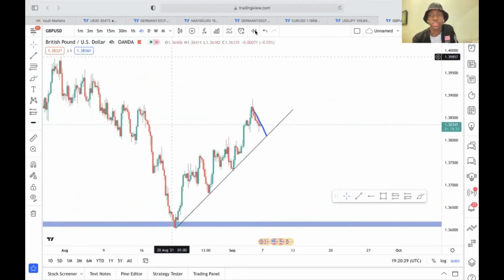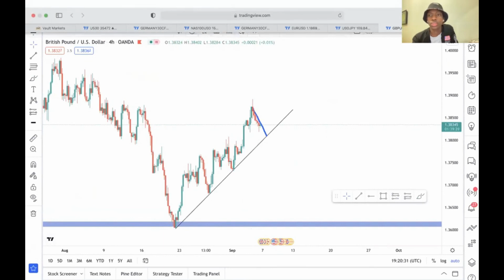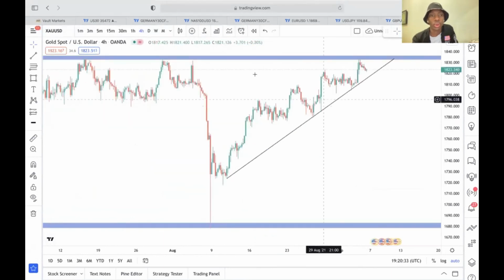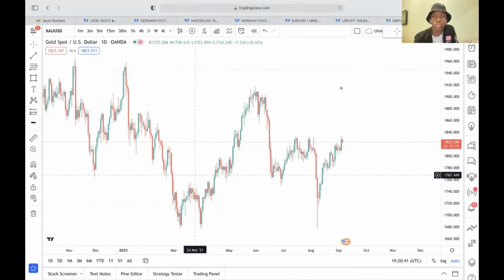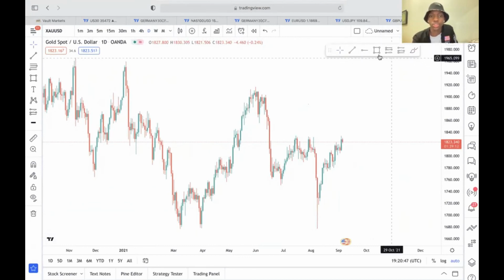So let's look at gold, which is the last one. Gold is selling. Gold is going to drop big time. Guys, the thing about gold is it likes to move in zones a lot. I'm not saying it doesn't respect trend lines, it does, but it likes to move in zones. Let me just analyze gold.